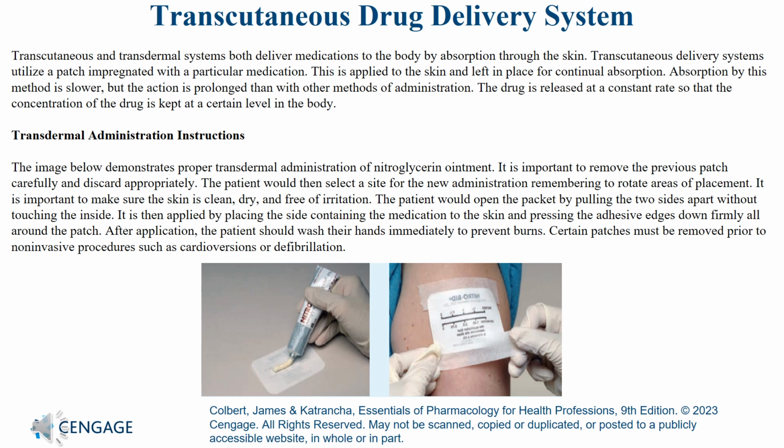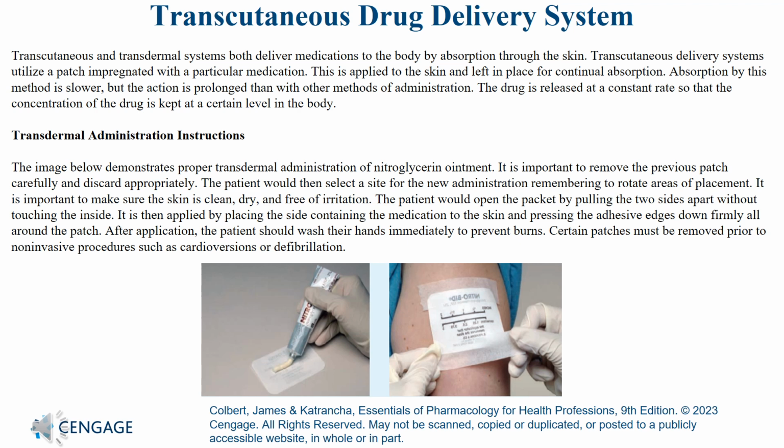We're going to talk about the transcutaneous drug delivery system along with the transdermal administration instructions. Your transcutaneous and transdermal systems both deliver medications to the body by absorbing through the skin. Your transcutaneous delivery system utilizes a patch that is impregnated with a particular medication. This is applied to the skin and left in place for continued absorption. Absorption by this method is slower, but the action is more prolonged than with other methods of administration. The drug is released at a constant rate so that the concentration of the drug is kept at a certain level in the body.